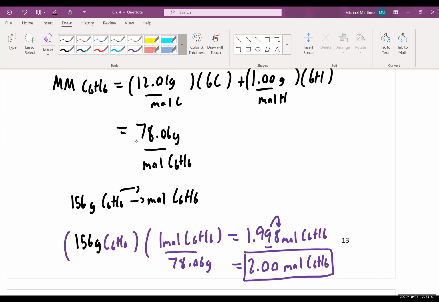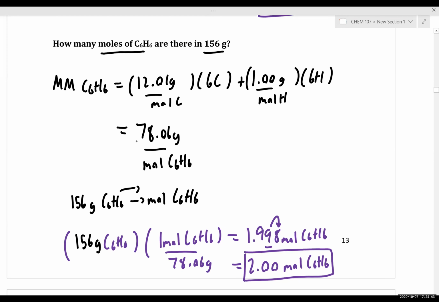Does this example make sense? Any questions on this example? Don't be shy to ask your questions verbally or in the chat, and I'd be happy to get them addressed.